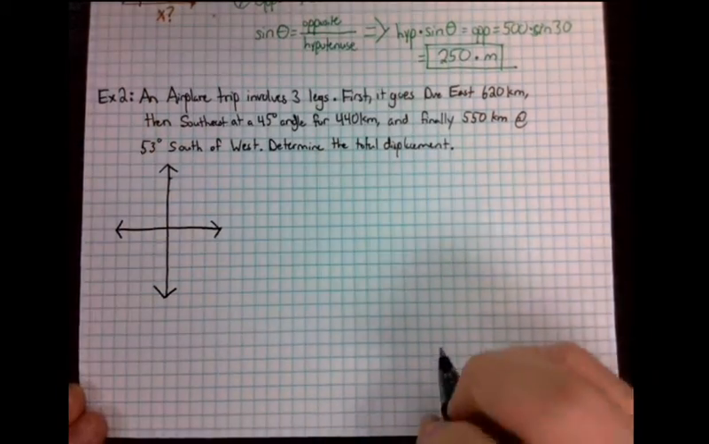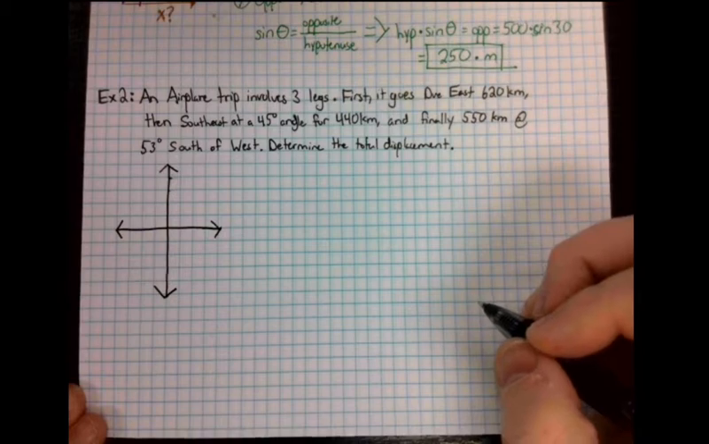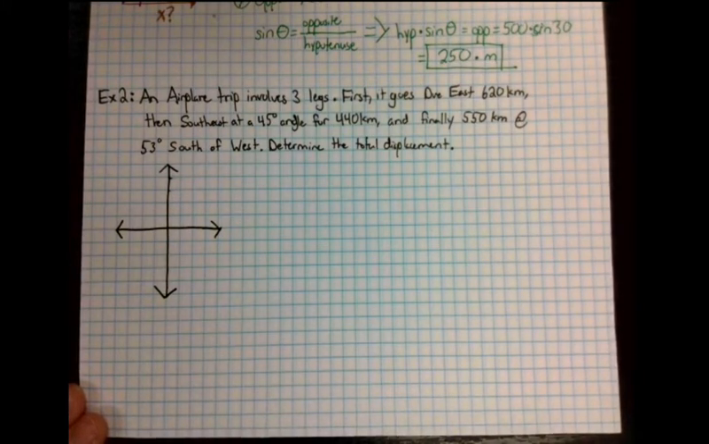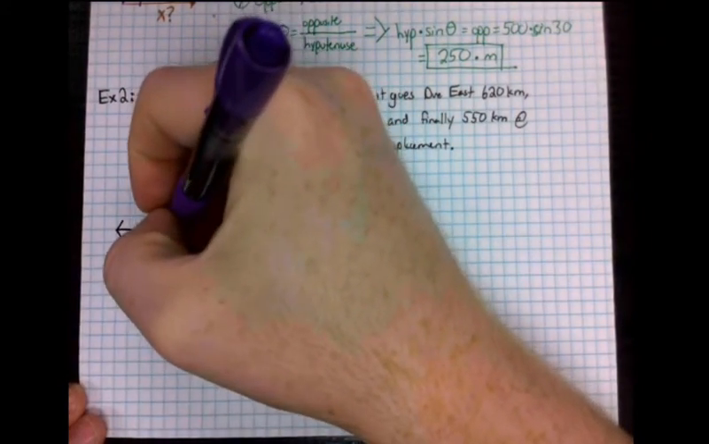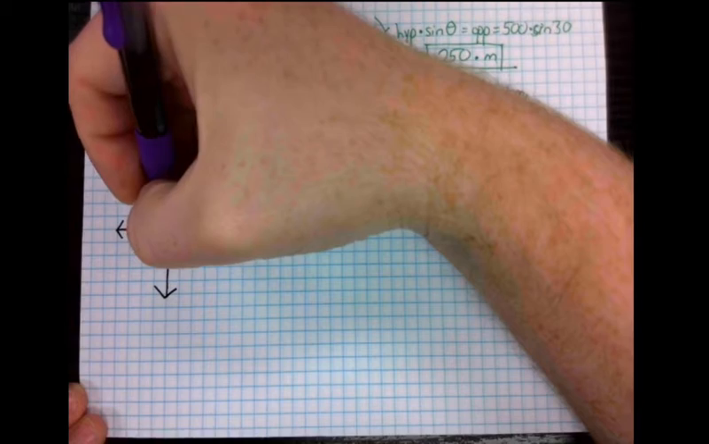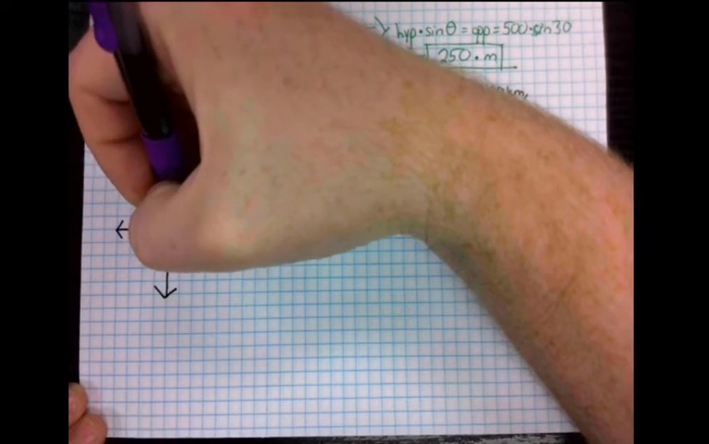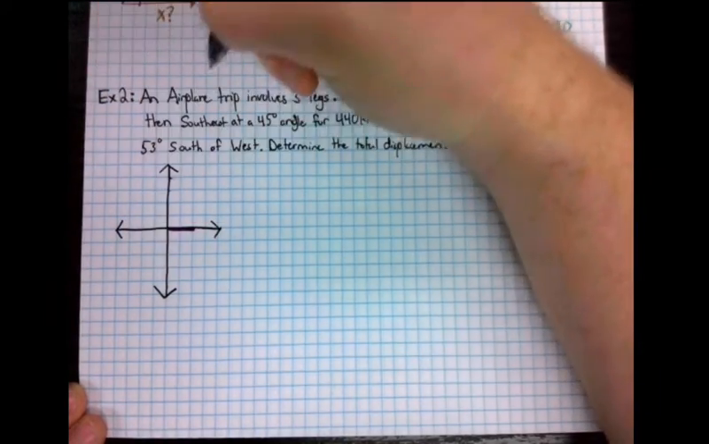Okay. So the airplane trip has three legs. First, it's going to go, I'm going to have to switch to a different color, going to go due east. Now remember, north, east, south, west. So it's going to start going, I'm going to put it under the line slightly, just so we can get an idea here. So it's going to go due east.